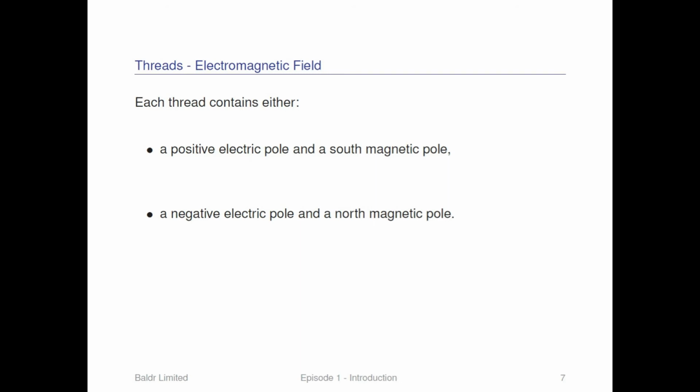Also, relating to the electromagnetic field, each thread contains either a positive electric pole and a south magnetic pole, or it contains a negative electric pole and a north magnetic pole. So it doesn't contain both parts of either the electric or the magnetic, and this becomes important when we consider how threads can be connected together.